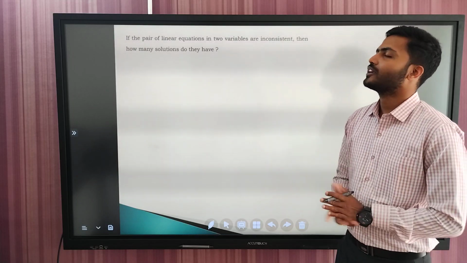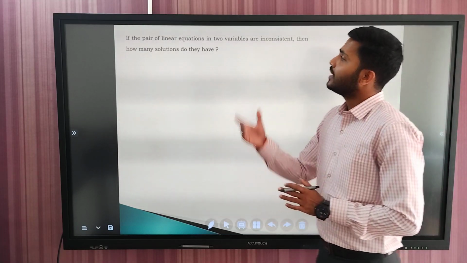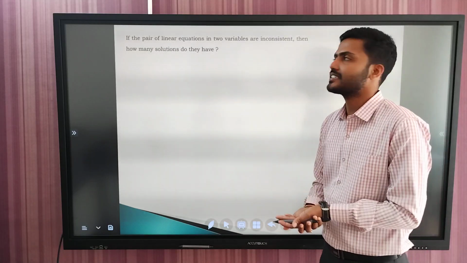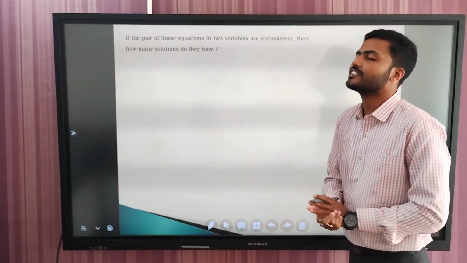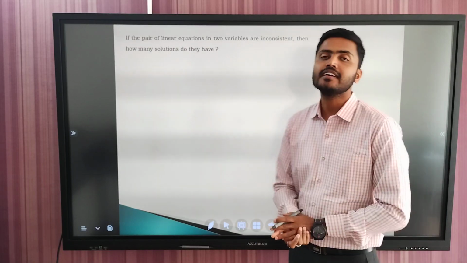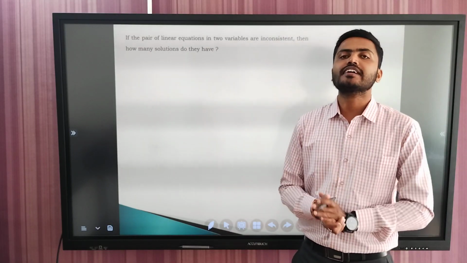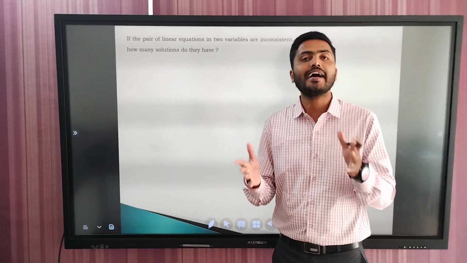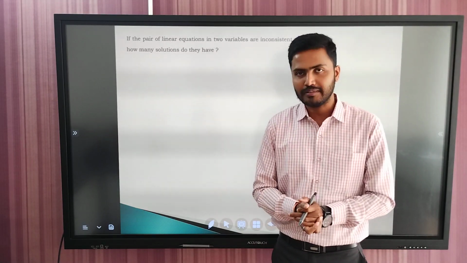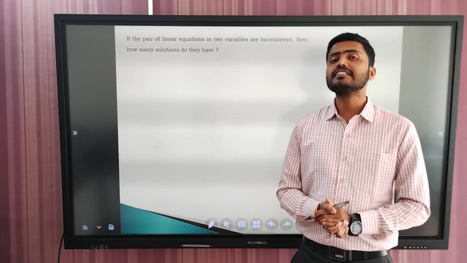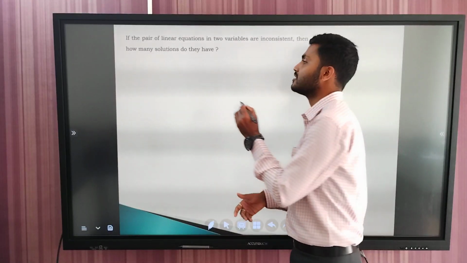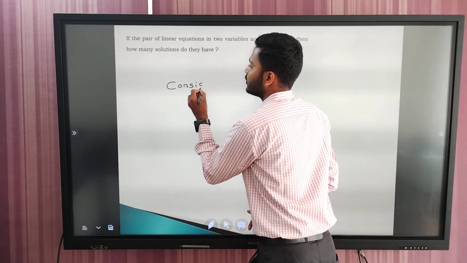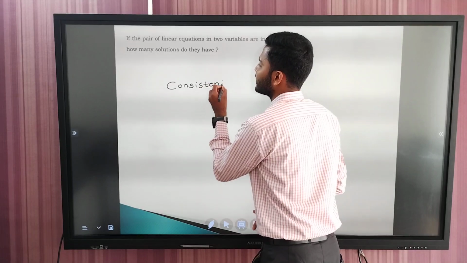Alright, so the next important question that we have today is: if the pair of linear equations in two variables are inconsistent, then how many solutions do they have? Okay? So let us now recall the concept of consistency and inconsistency of a pair of linear equations in two variables. So when do we say that a pair of linear equations is going to be consistent? Do you know when it is going to be consistent, my dear students?